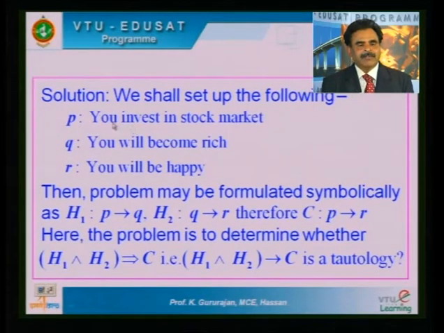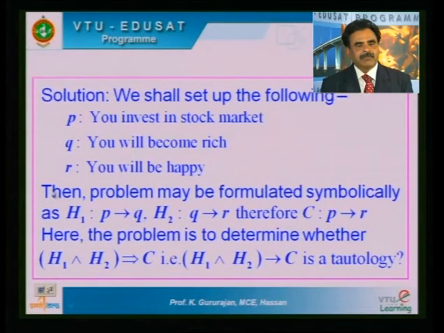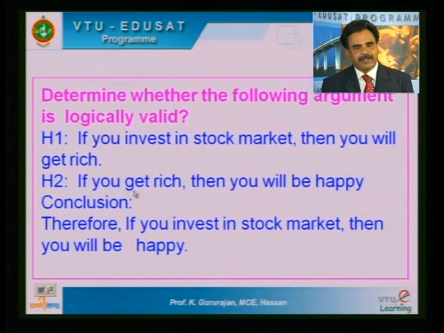So what we do is set up three statements P, Q, R. P means you invest in stock market, a simple primitive proposition. Q means you will become rich, and R means you will be happy, right? So these three simple statements are required for this problem. Now go to the first premise. The first premise is, if you invest in stock market, then you will get rich. Remember, P stands for you invest in stock market, Q stands for you get rich. So, H1 can be symbolically written as P implies Q. Understood? Correct? So, the first premise symbolically is P implies Q.